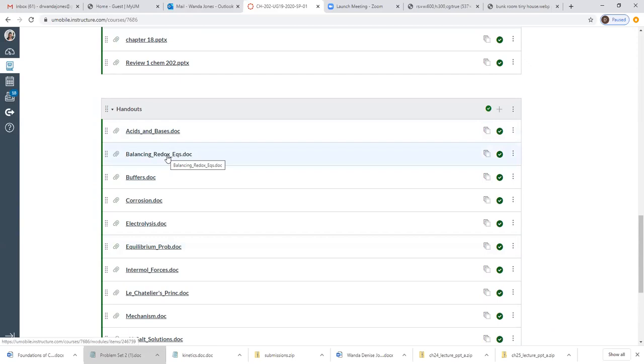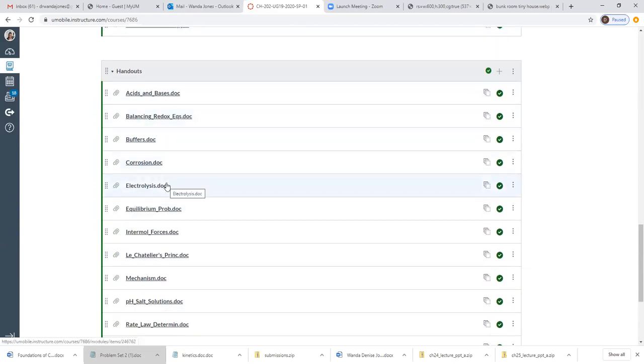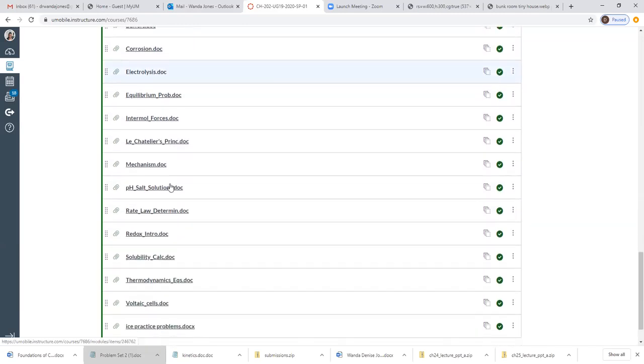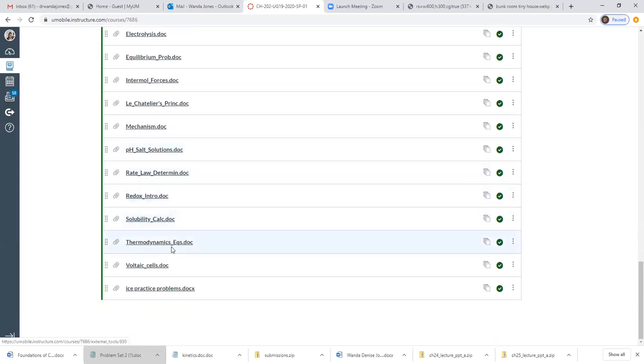Balancing redox, corrosion, electrolysis, and then these other ones that are up here, acid bases buffers, that was from the previous test. You can also look at those to study for your final. So all of these will be good review for your final. But for chapter 20, balancing redox equation, corrosion, electrolysis, redox, thermodynamics from chapter 19, and voltaic cells. These are all the ones that you need.